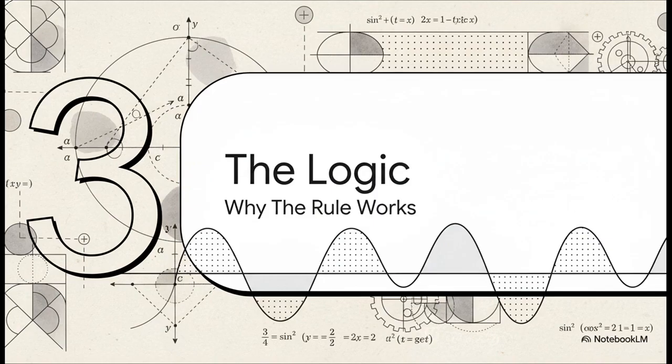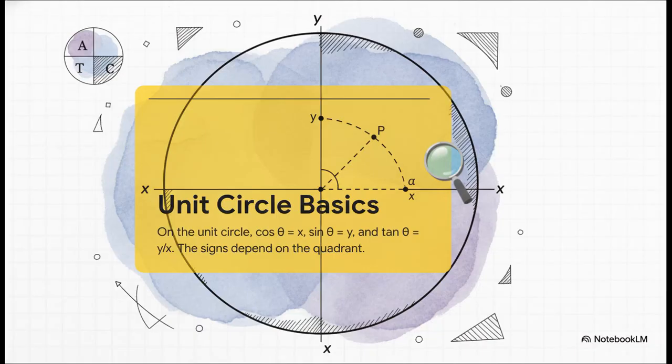But here's the really cool part. This isn't just some random memory trick. There is solid mathematical logic behind why this works, and it all goes back to the basic definitions of trig functions on the unit circle. So let's do a super quick refresh of the basics. On the unit circle, for any angle, the x-coordinate of that point is its cosine, and the y-coordinate is its sine. And because tangent is just sine over cosine, it's simply y divided by x. This basic relationship is the entire reason our mnemonic works.